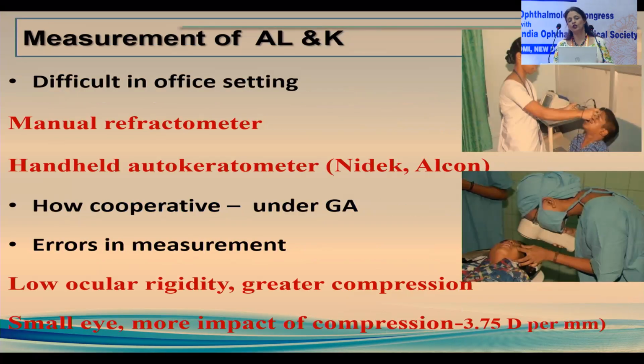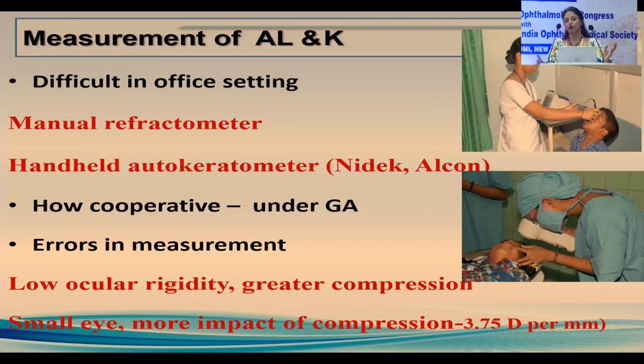Then the third issue is measurements in office settings. Obviously, for most children we are not able to do them in office settings, and we are usually using manual instruments, manual refractometers or handheld autorefractometers. Otherwise, we have to take them under anesthesia because of the measurement issues in the OPDs. Under anesthesia, obviously your orientation is not straight. The eye may not be looking exactly straight, so you'll have errors in measurement arising because of that.